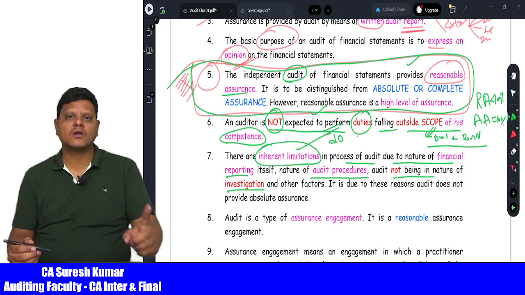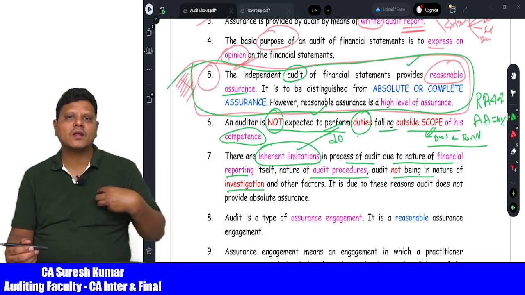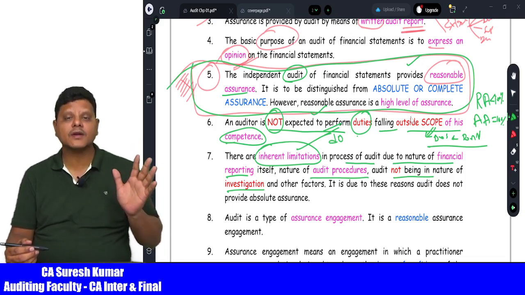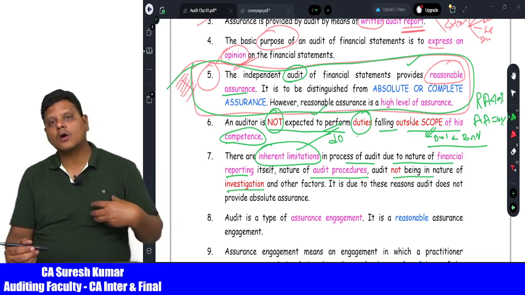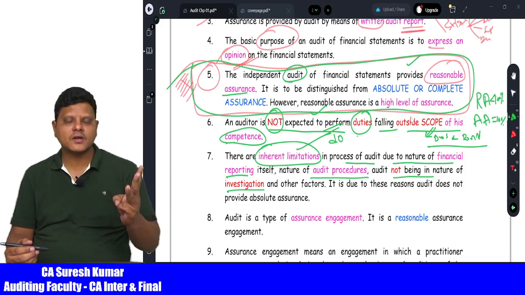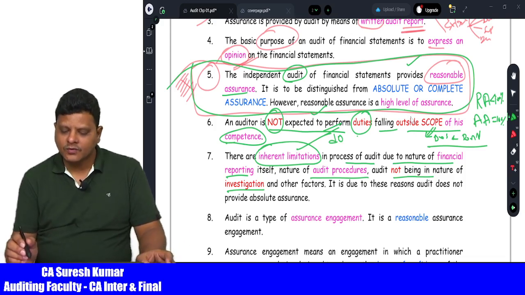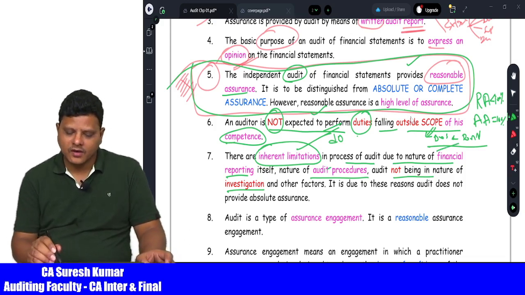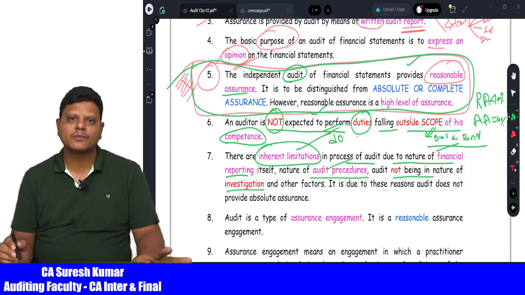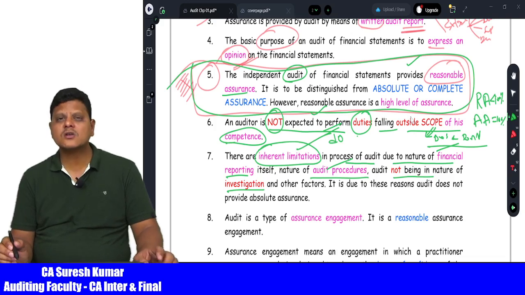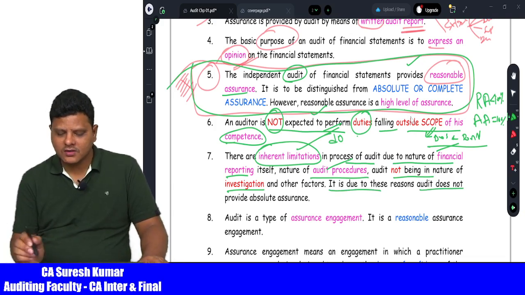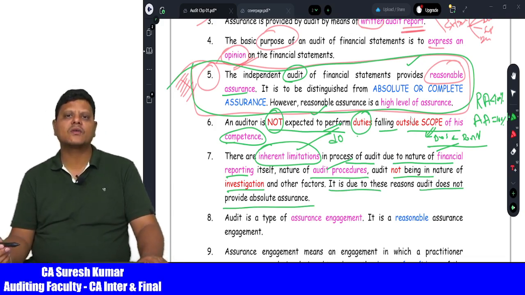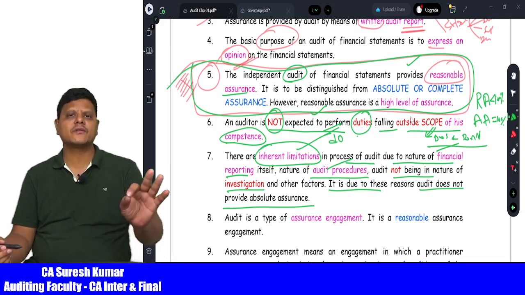Audit will be carried out only for 1 year. So the auditor can give only reasonable assurance. Why reasonable assurance? 100% assurance is not possible. Why? Because of the inherent limitations of audit. How many inherent limitations of audit? 3. What are they? One is nature of financial reporting, nature of audit procedures, then lack of time, time versus benefit or cost versus benefit. Due to these reasons audit does not provide absolute assurance. The auditor will never give absolute assurance because he is not an investigator.